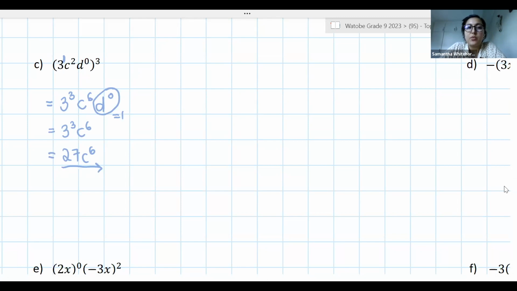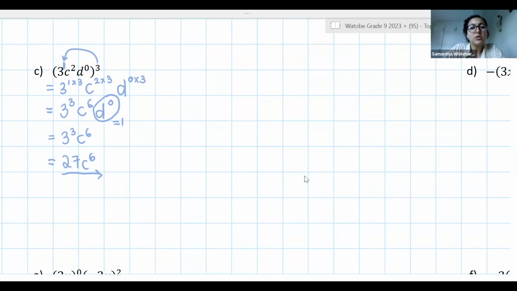Okay, just quickly, we're not multiplying the base of 3 with the exponent. We are multiplying the exponent with the exponent. So if I write my multiplication step, it's 3 to the power 1 times 3, and then c to the power 2 times 3, and d to the power 0 times 3. It's always multiplication of exponent with exponent. All right.